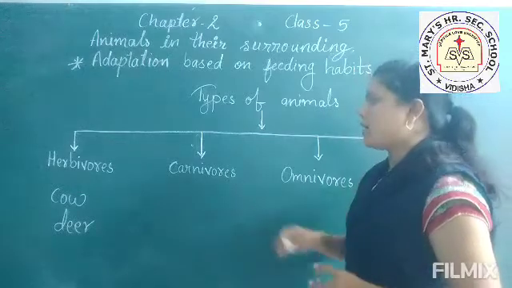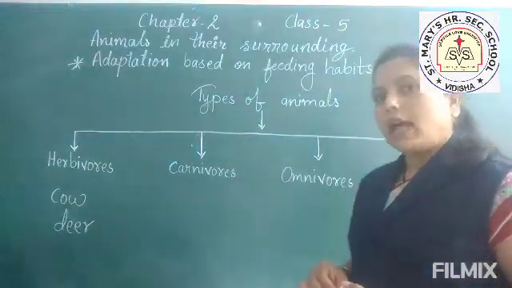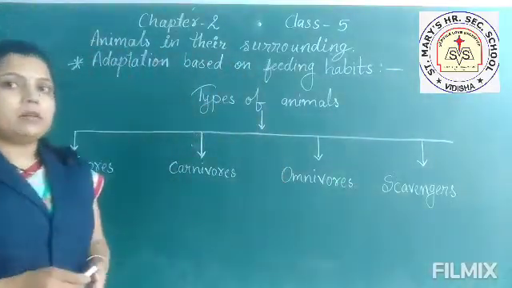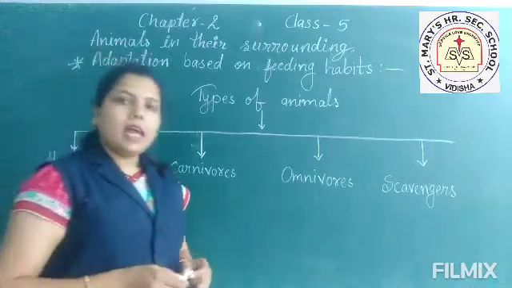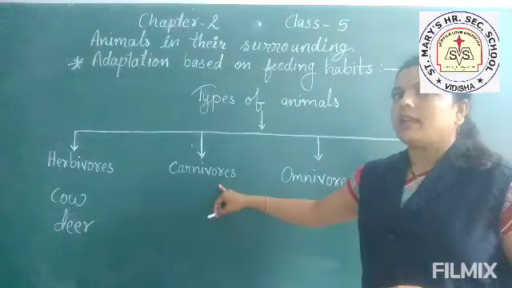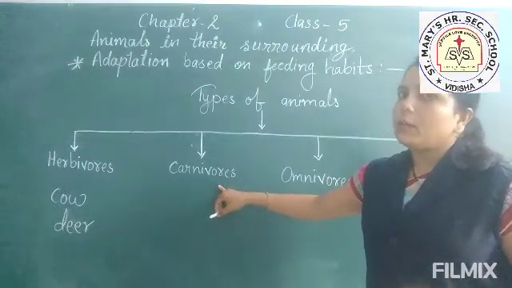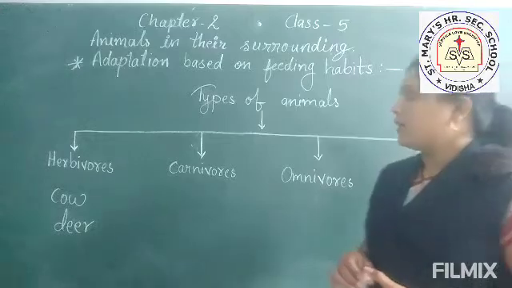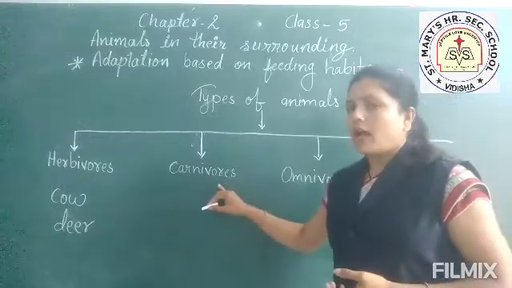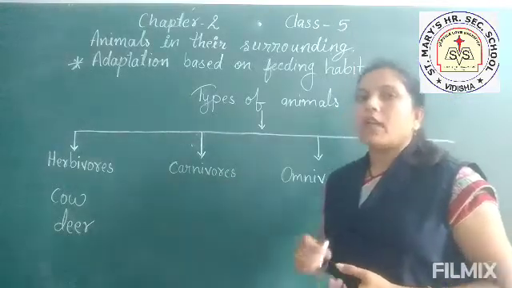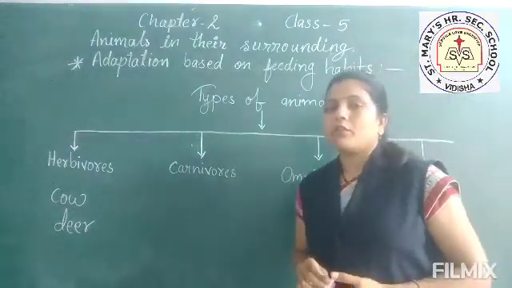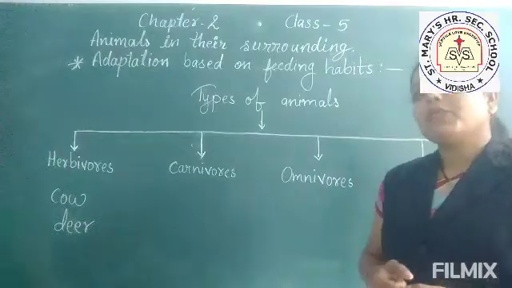Next one is carnivores. Carnivores are the animals which depend on meat. Meat means the flesh of other animals. They hunt the prey and then they eat the flesh of their prey. So, they are called carnivores. The carnivore animals have very sharp and very pointed canines, which help them to tear the meat.